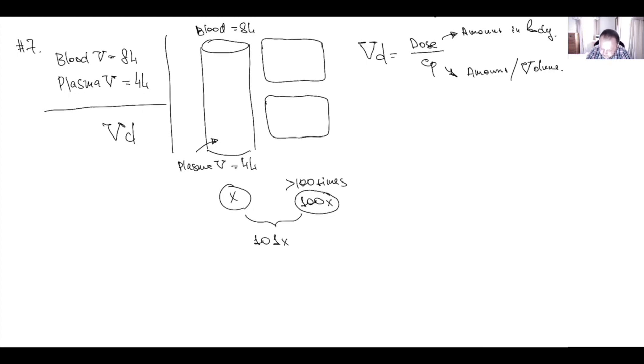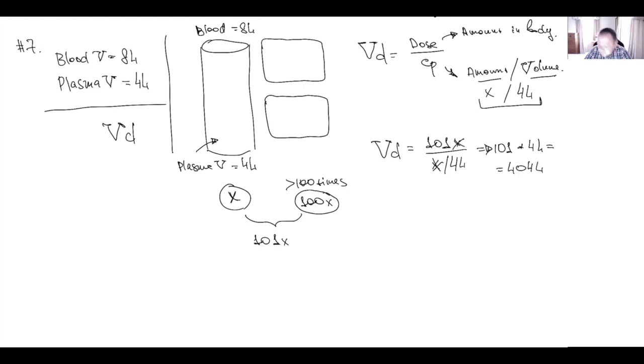And here we have plasma concentration, that is amount per volume. Amount of drug in the plasma, we say it is X, and plasma volume is 4 liters. So plasma concentration is X over 4 liters. Could we calculate? Volume of distribution will be equal to the dose, which is 101x, divided by X over 4 liters. And we're crossing this X, so 101 multiplied by 4 liters will correspond to 404 liters. Loading dose.